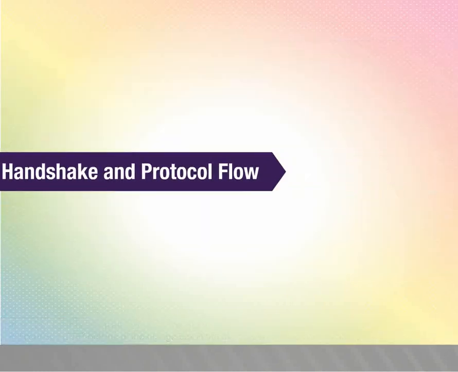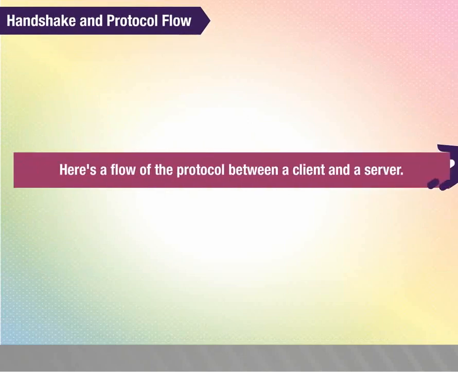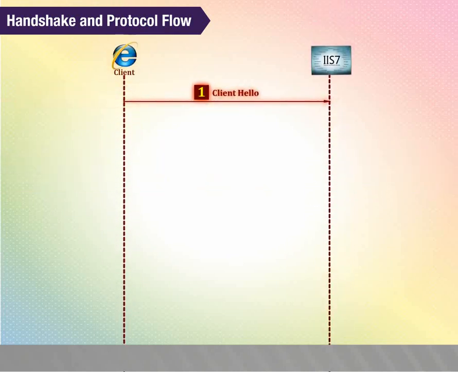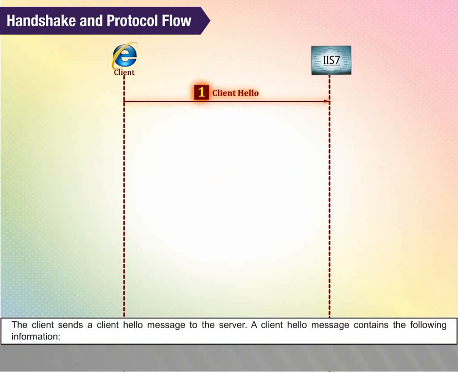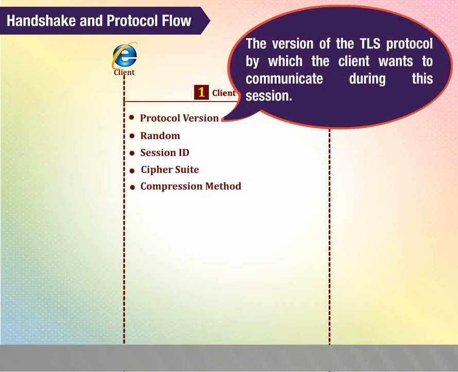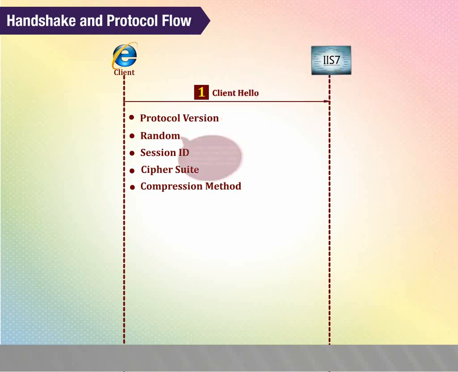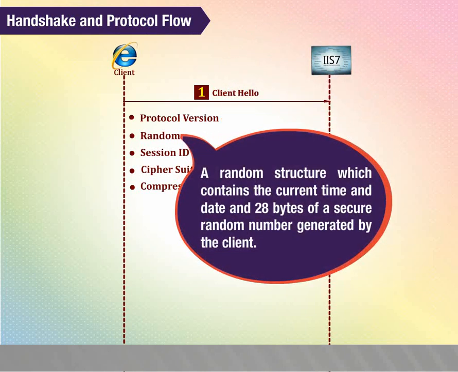Handshake and protocol flow. Here is a flow of the protocol between a client and a server. The client sends a client hello message to the server. A client hello message contains the following information. Protocol version, the version of the TLS protocol by which the client wants to communicate during this session. Random, a random structure which contains the current time and date and 28 bytes of a secure random number generated by the client.